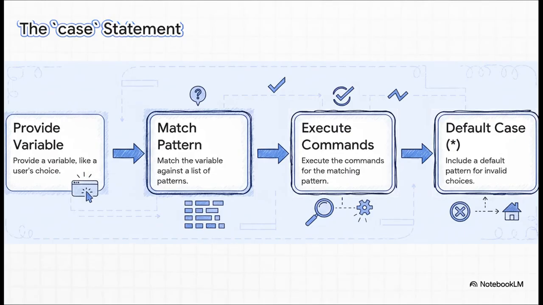Well, what happens when you have more than two choices? That's where the case statement is just brilliant. Think of it like a menu at a restaurant. Your script looks at whatever the user chose, it matches it to an option on the list, and then it executes that specific order. And that little star pattern at the end, that's your safety net. It's what catches any wacky choices so your script doesn't just crash and burn.